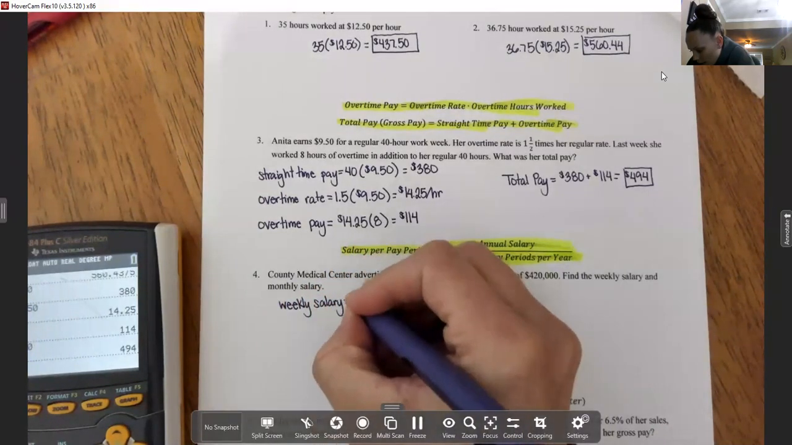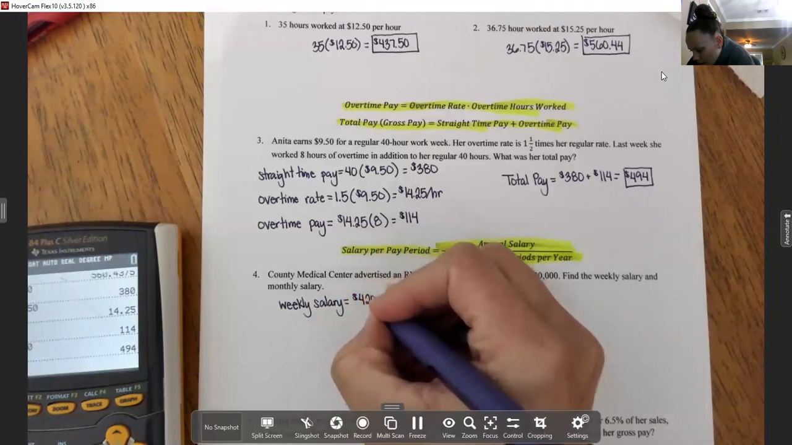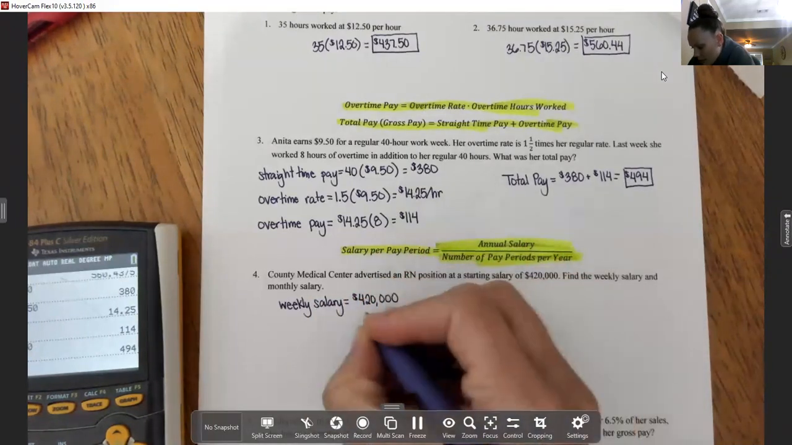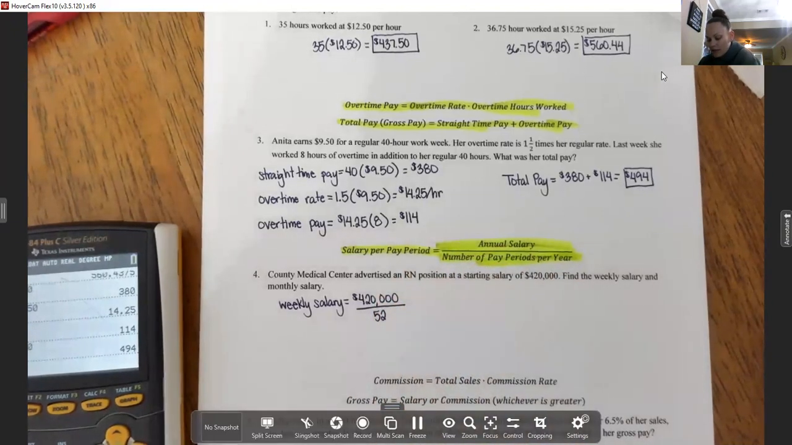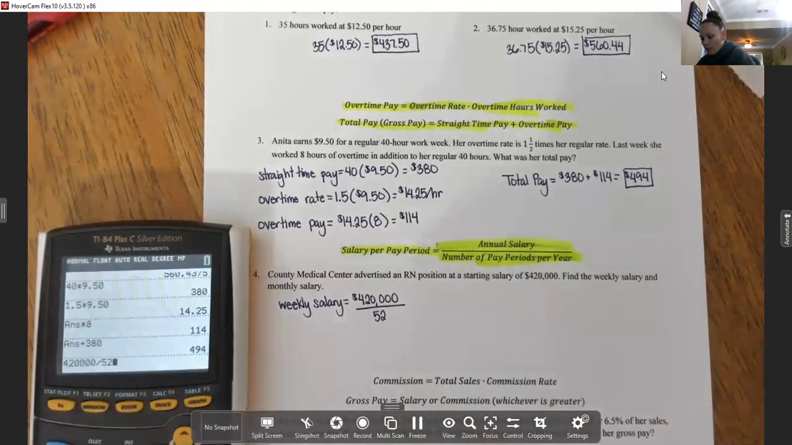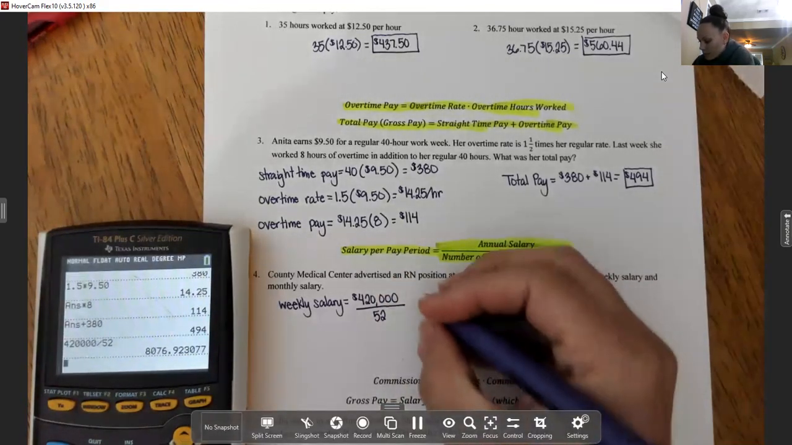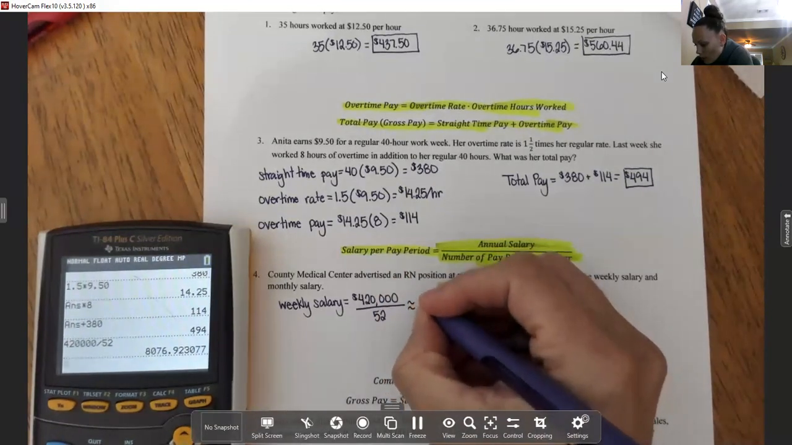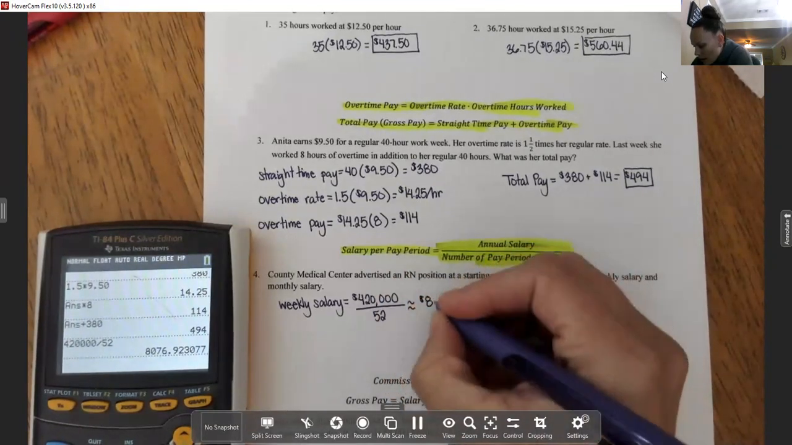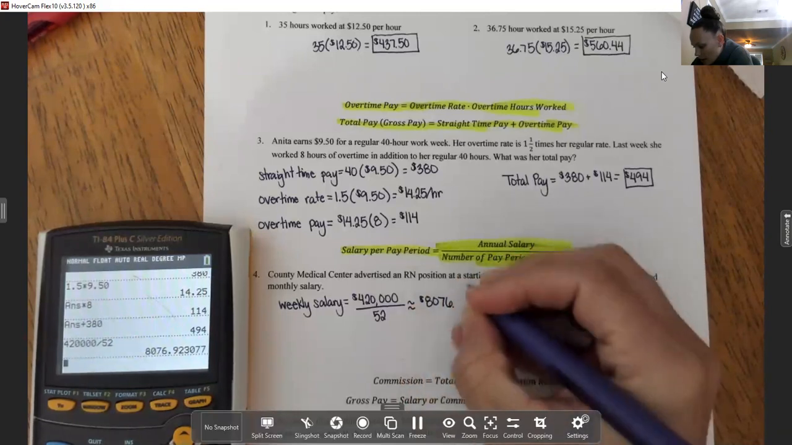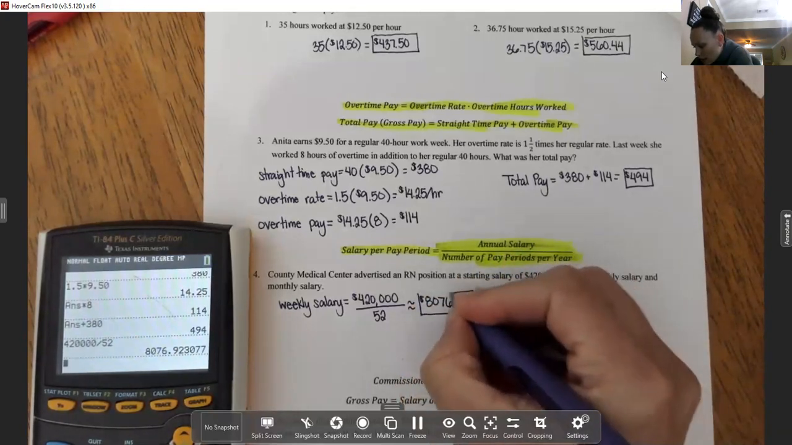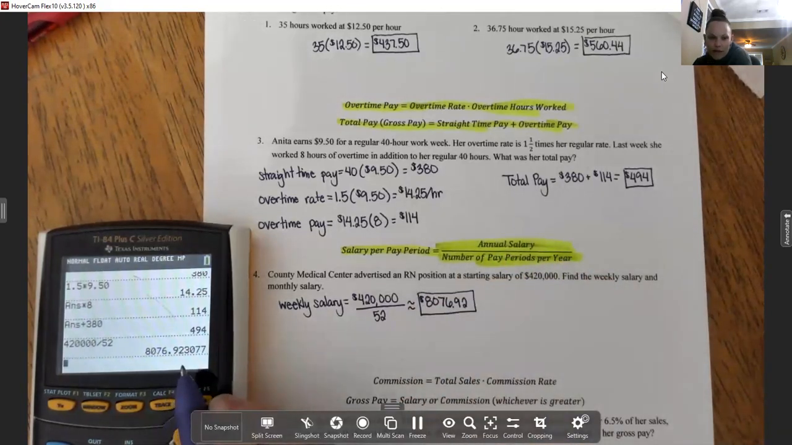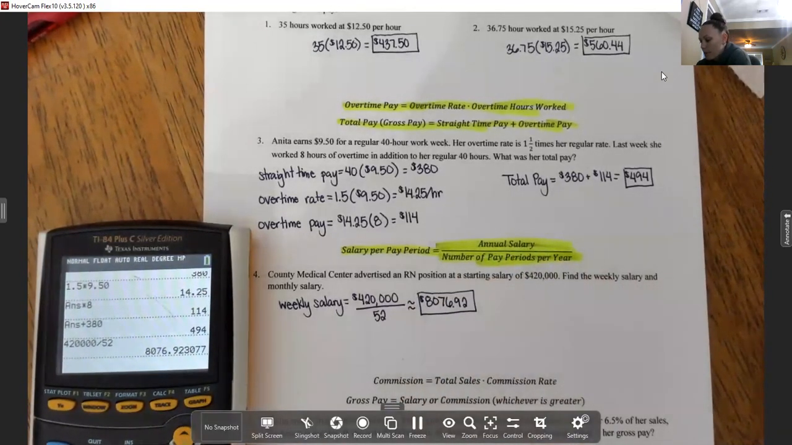So weekly salary, 420,000. Again, that's per year. So we're going to divide by 52 because there's 52 weeks in a year. That's about $8,076.92 per week. Notice I left it as a 2 because the 3 after it, I don't have to round it.